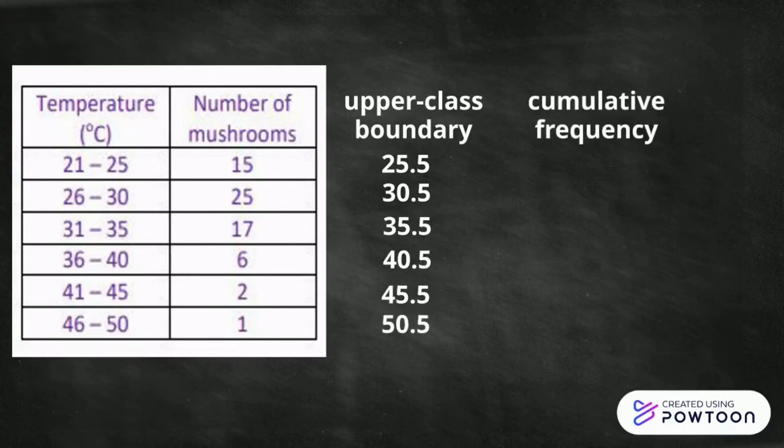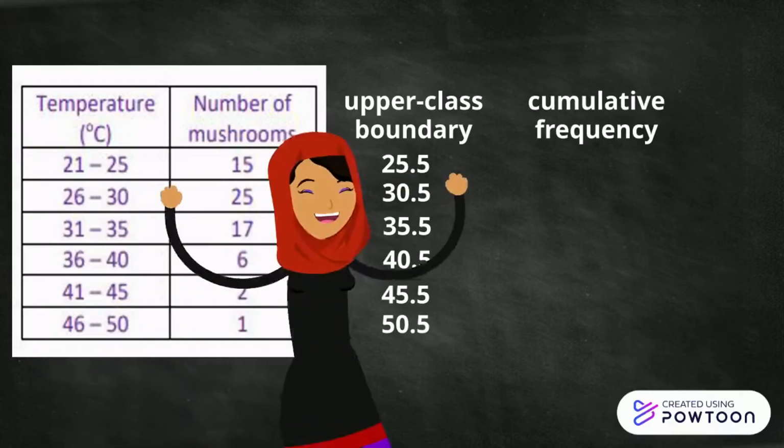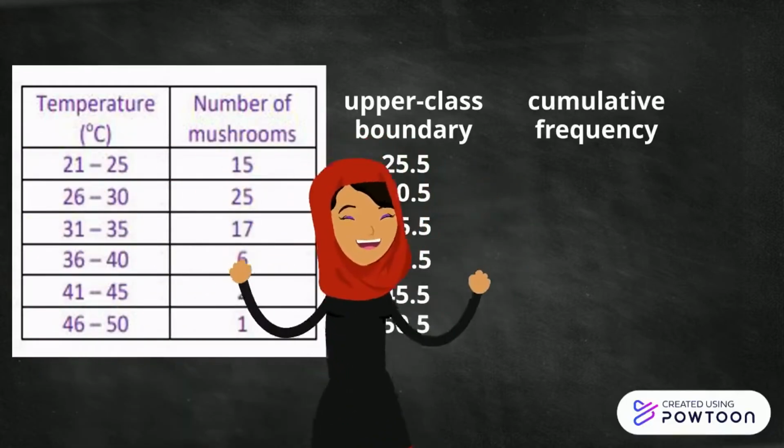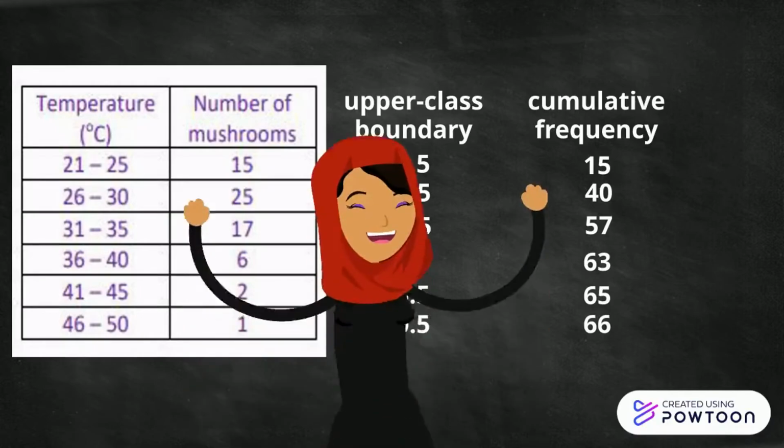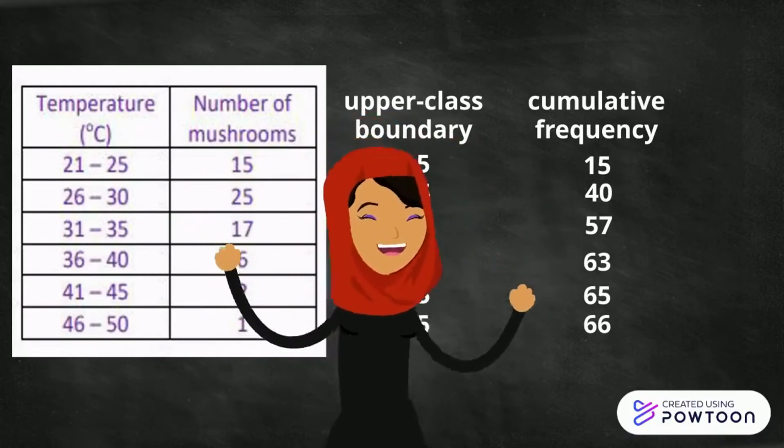Now, how to find the cumulative frequency? It's easy as peanut and sweet as me, Bubble. We just need to accumulate the frequency. First value is 15, and next is 15 plus 25, we get 40, 40 plus 17, we get 57, 57 plus 6, we get 63, 63 plus 2, we get 65, and 65 plus 1, we get 66. Yay! Now we have found the important parts of ogive.